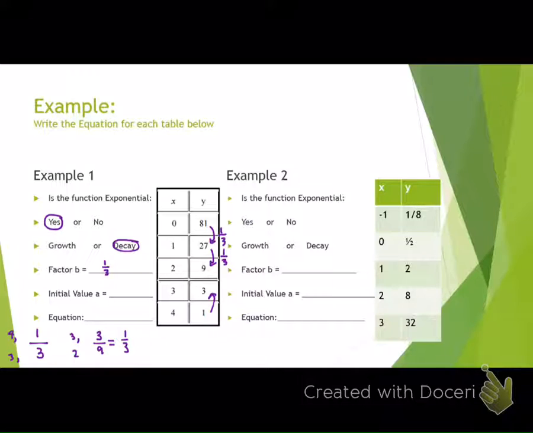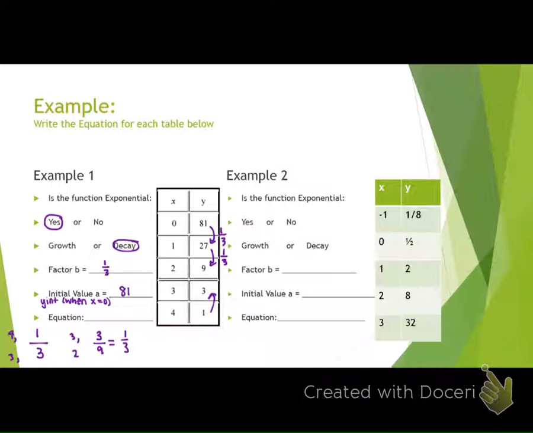So what is our initial value? So remember, the A value is your y-intercept, and your y-intercept is when x is 0. So your y-intercept is when x equals 0. What is your y-intercept in this one here? Alex, what's my y-intercept? 81.